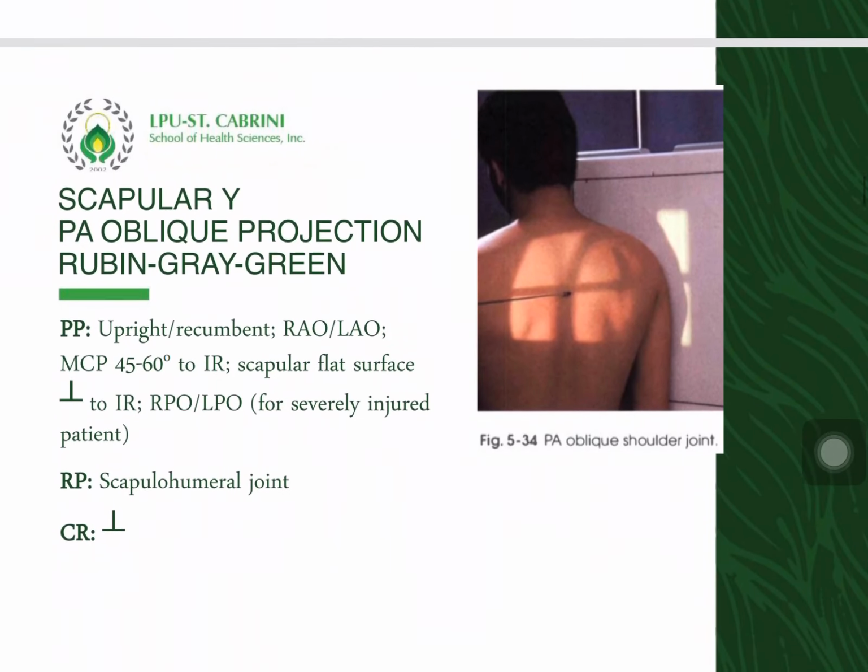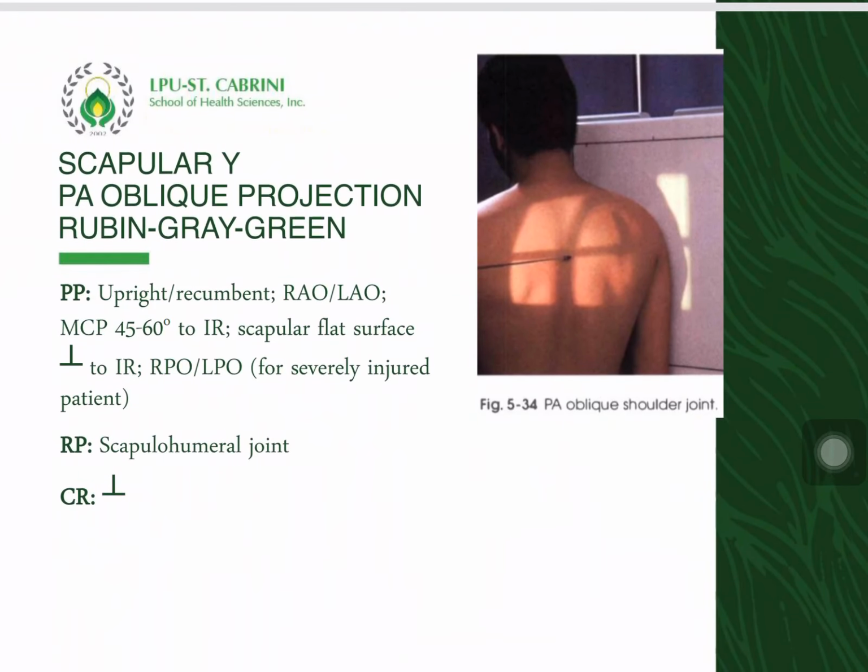The last projection of the shoulder joint is the PA oblique projection in right anterior oblique or left anterior oblique position, which we also call the scapular Y. This was described by Rubin, Gray, and Green and obtained its name as a result of the appearance of the scapula. The body of the scapula forms the vertical component of the Y, and the acromion and coracoid process form the upper limbs. This projection is useful in the evaluation of suspected shoulder dislocations.